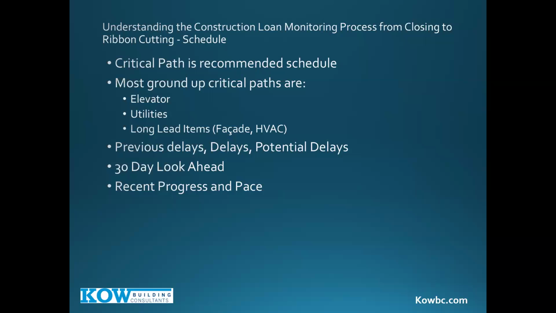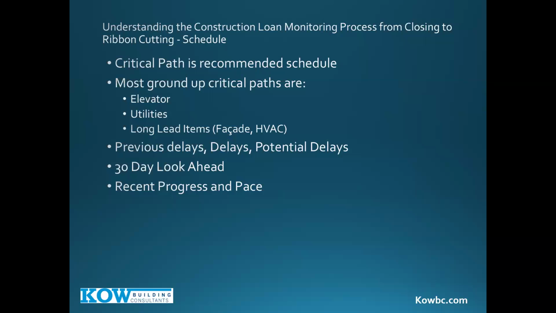Now, when you start a project, your foundation and your superstructure are your critical path because you're building your building. Once you build your structure, now you have many paths going on at the same time, and by the way, there could be a tie, one or more are your critical paths. The most common are long lead items, facade, HVAC, utilities, because it's outside your control, and then the big one, elevator.